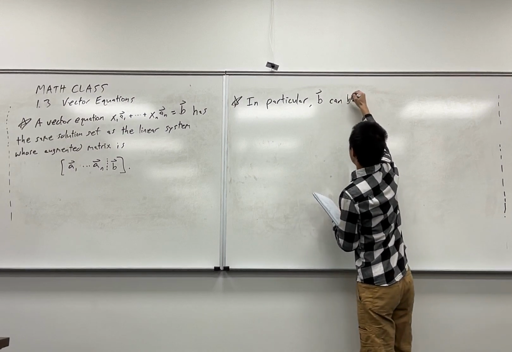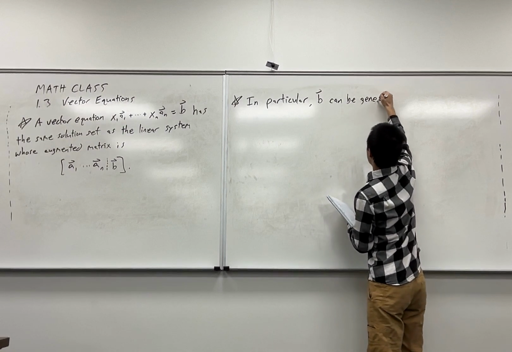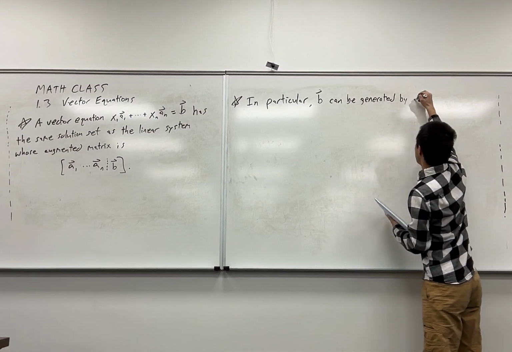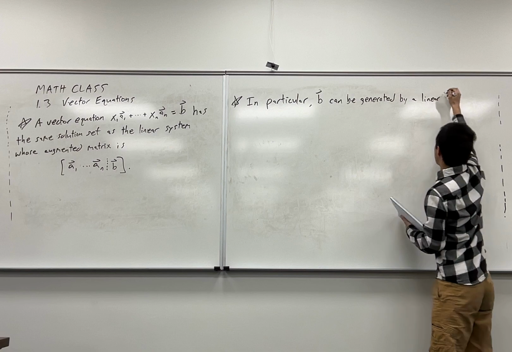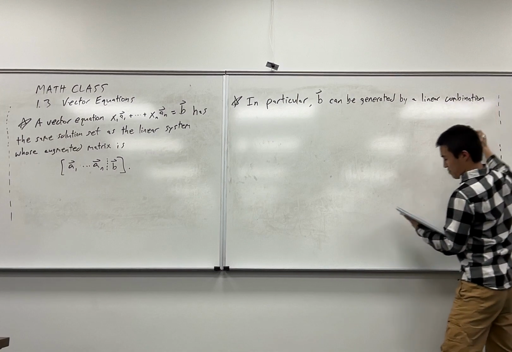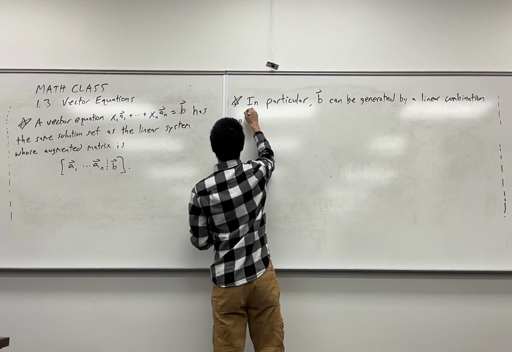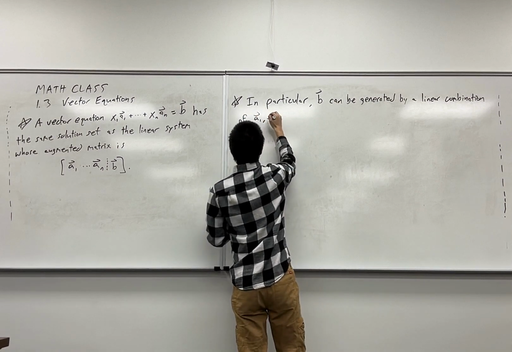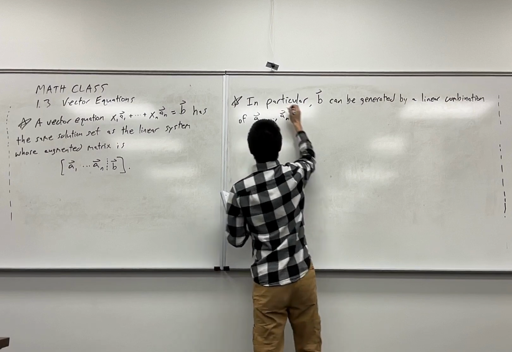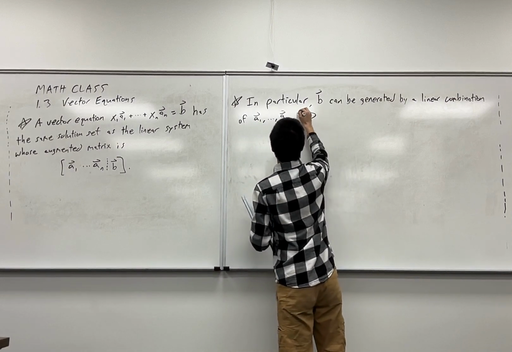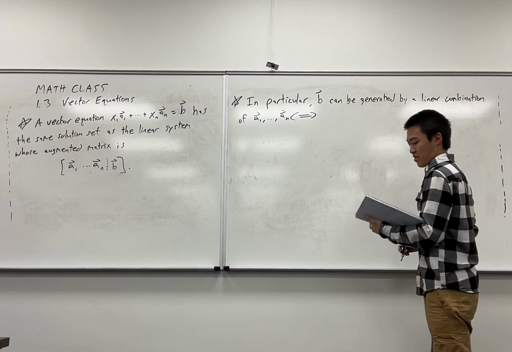B can be generated by a linear combination of some column vectors. Again, by convention, you've probably noticed I use A's when I'm talking about columns. This is true if and only if. So these are going to be logically equivalent statements.